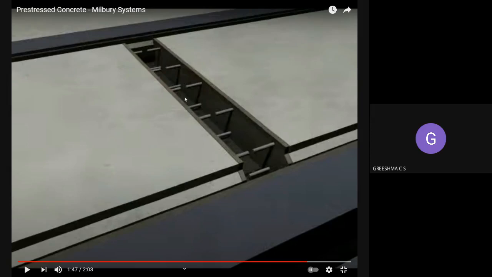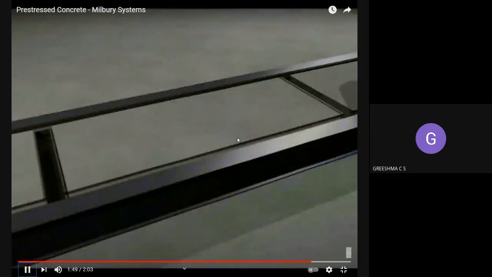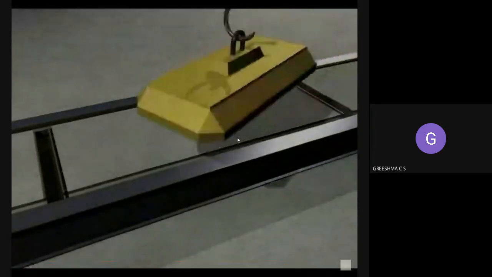Imagine a rubber band. When you stretch the rubber band and release it, what will happen? Or when you stretch a rubber band and cut it in the middle, immediately one portion of the rubber band will strike your hand. The same way, when you cut it, those compressive forces will be applied.